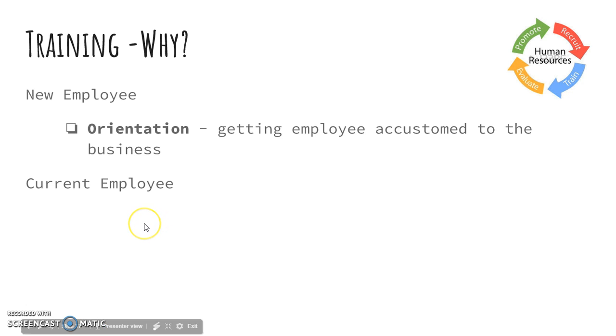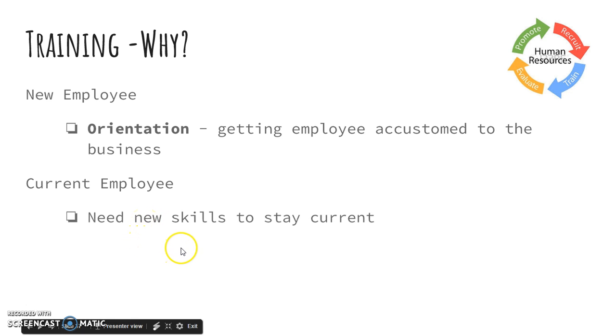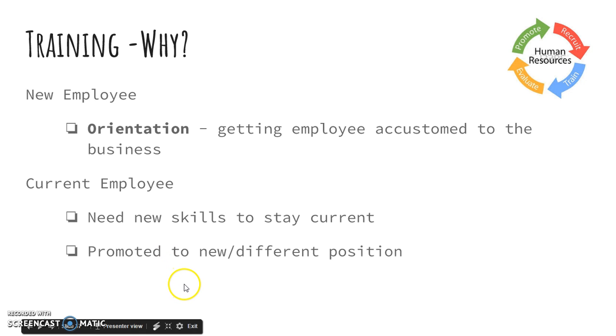A current employee who has been promoted and needs to be trained is going to need new skills to stay current. So there's always going to be room for improvement, always looking to evolve our employees and make them better employees. Now, if they are promoted to a new and different position, it doesn't mean that the training ceases or stops. There still needs to be training in this new position, and even if it wasn't in the new position, there needs to be continuous training again for the sake of employee improvement.